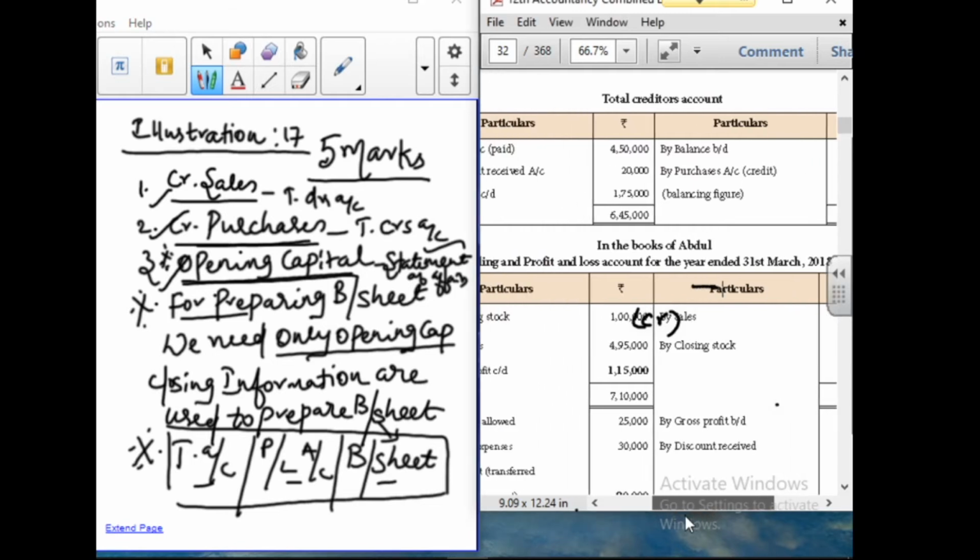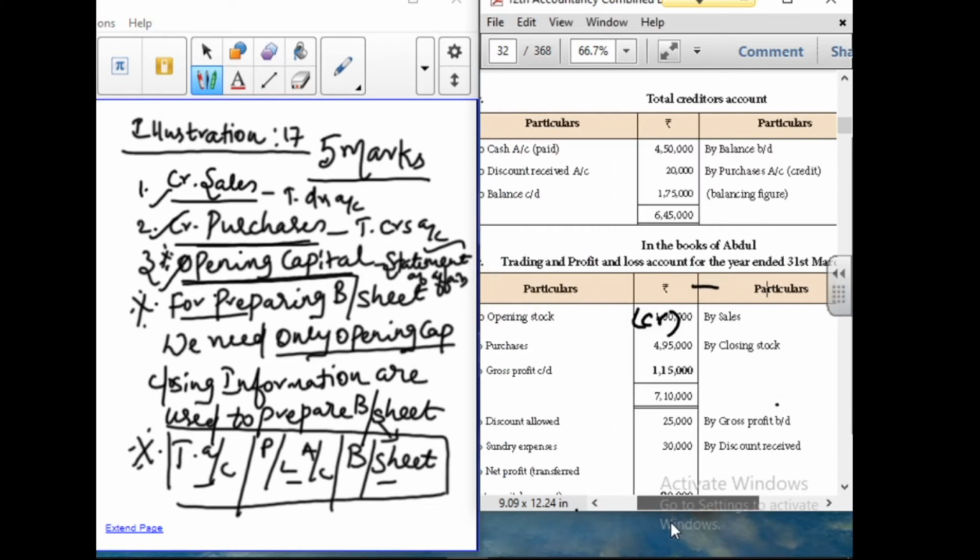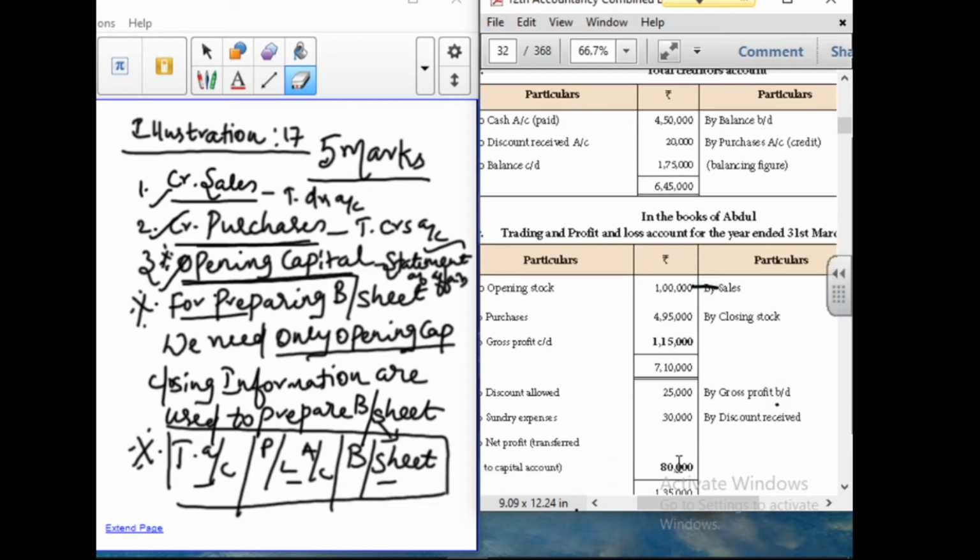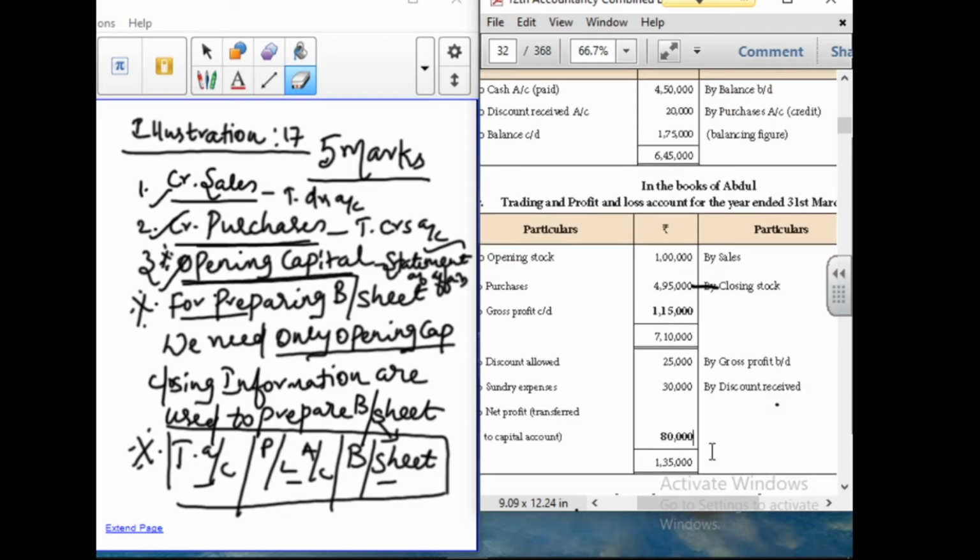Gross profit comes to around 1,50,000. Next we will move on to the profit and loss account. We will transfer the gross profit of 1,50,000. Next we come to the debit side. Discount allowed 25,000. Sundry expenses 30,000. Discount received comes under the credit side, I already said. And your net profit to be transferred to the capital account is 80,000. With this we have found out the net profit.